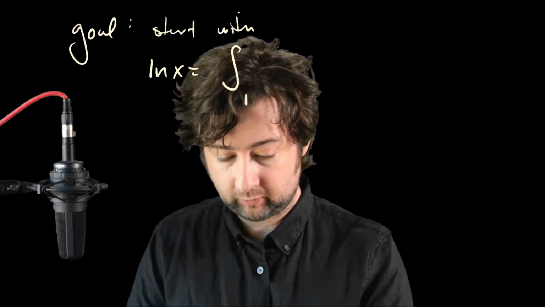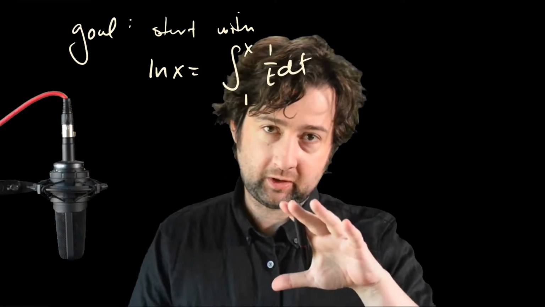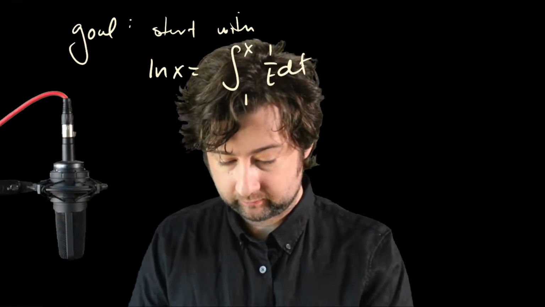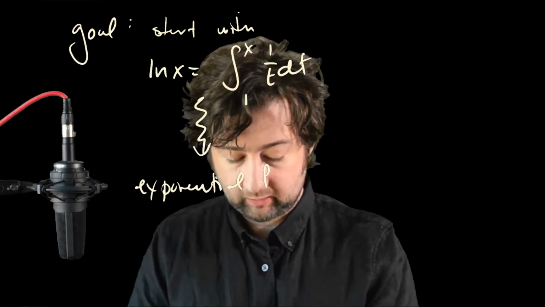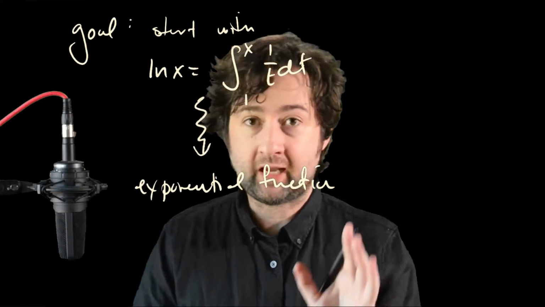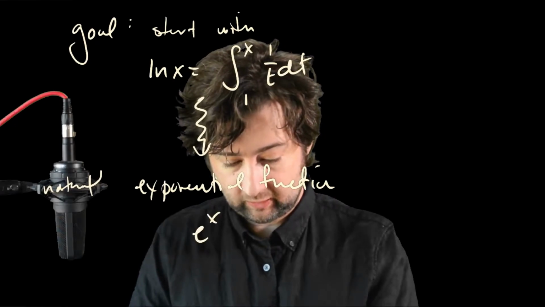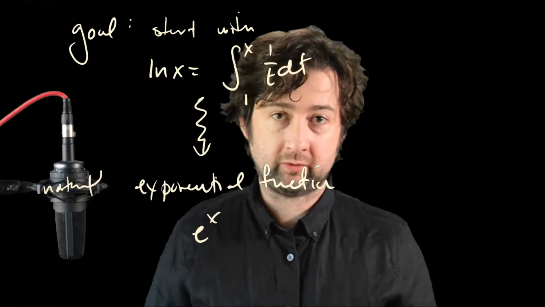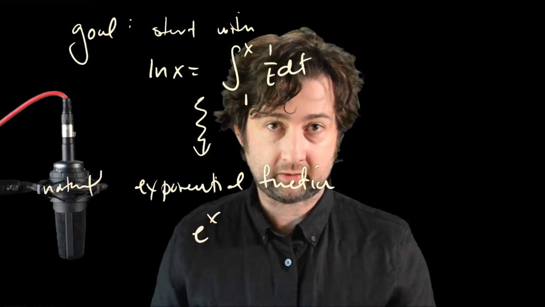So the goal for today is that we want to start with the natural log of x being equal to the integral from 1 to x of 1 over t dt. And then from that, we want to try to come up with the exponential function, and in particular, the natural exponential function, e to the x. And we're going to have to use the logarithm to do that because we're starting with a rigorous definition of the log, and we're going to try to build e to the x.